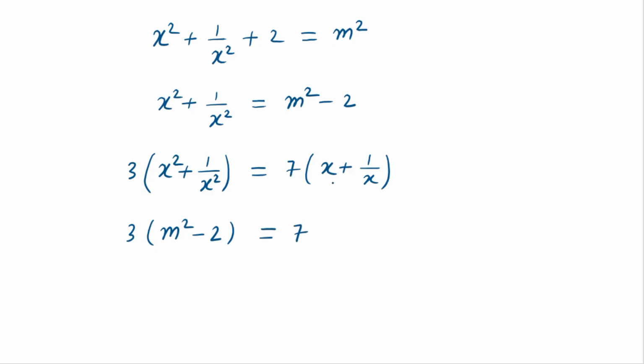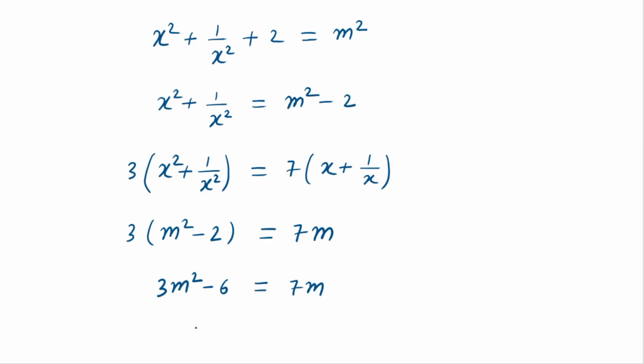We know that our substitution is x plus 1 over x is m. So replace this expression by m. In left hand side, 3 times (m square minus 2). So multiply this 3 by m square minus 2, then you will get 3 times m square minus 3 times 2 is 6, and this is equals to 7 times m.